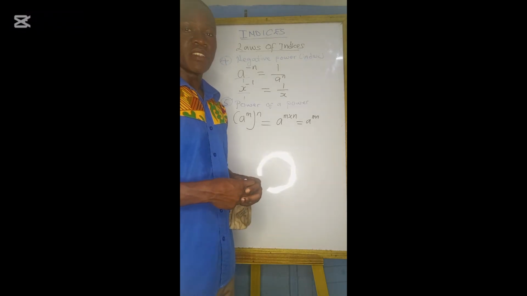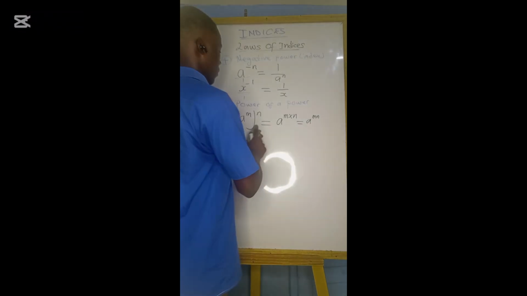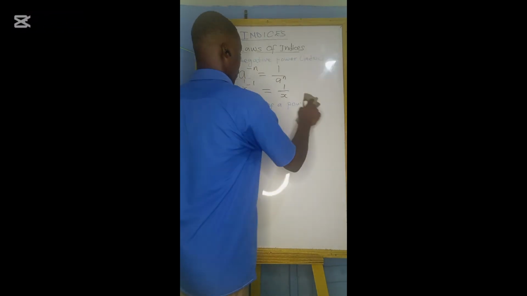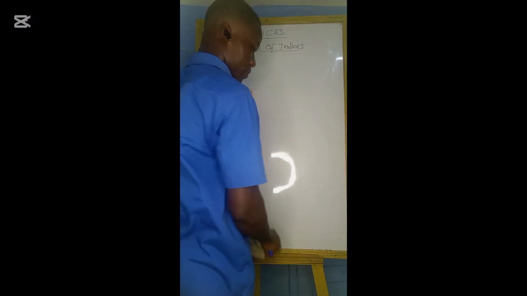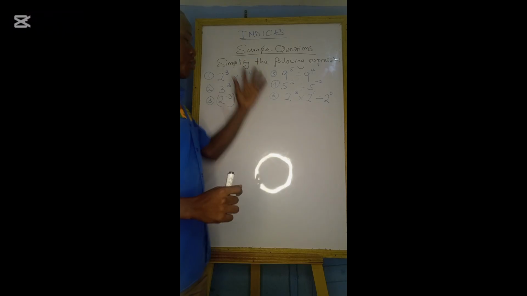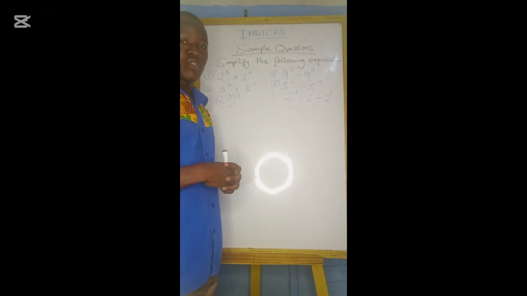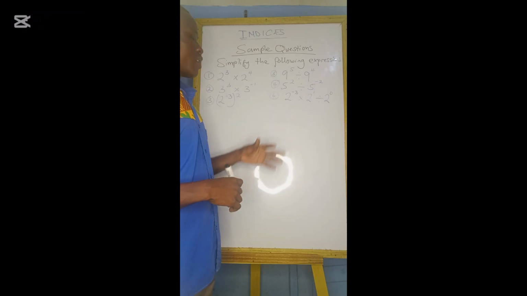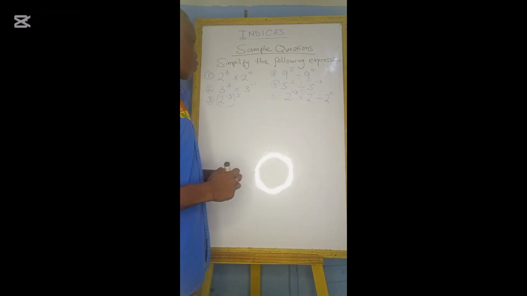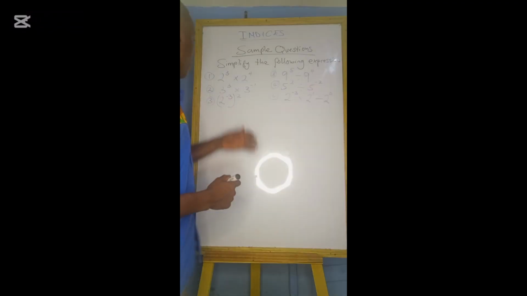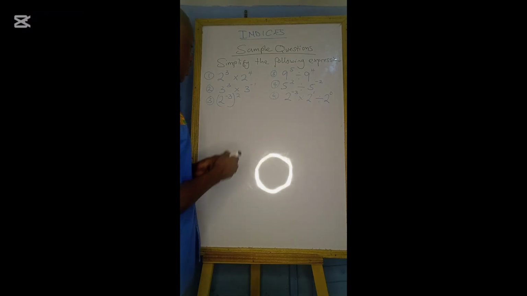So let's go into the examples. Now we are going to solve these questions by applying the 5 laws that we just learned. So straightforward, let's begin with the first question.